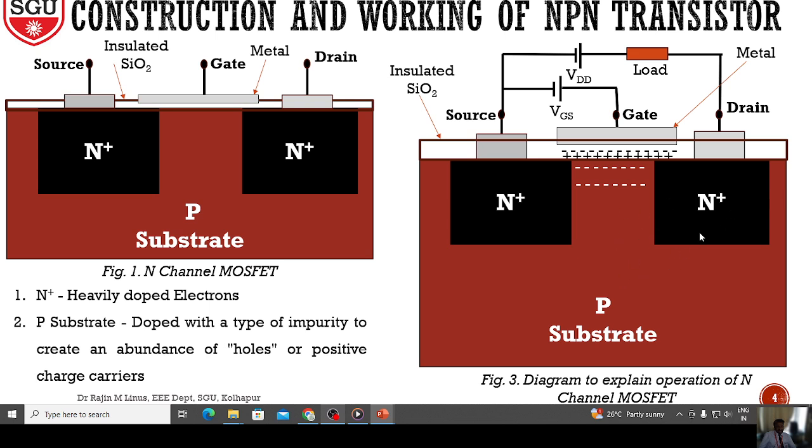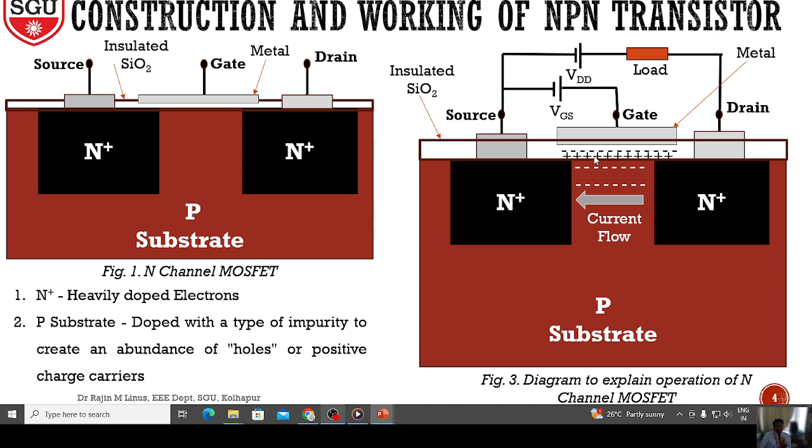But this junction is already reverse biased, right? Due to this positive, the holes will be repelled. At the same time, the electrons in the n plus will flow through this. So electron flow will happen from source to drain, and therefore the conventional current flow will be taken from drain to source.